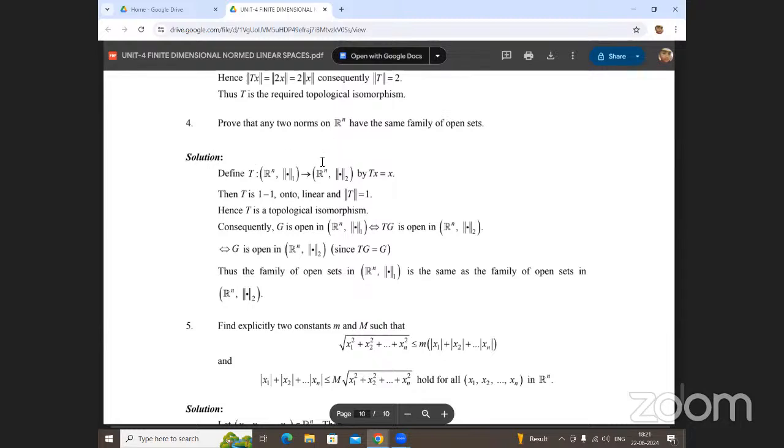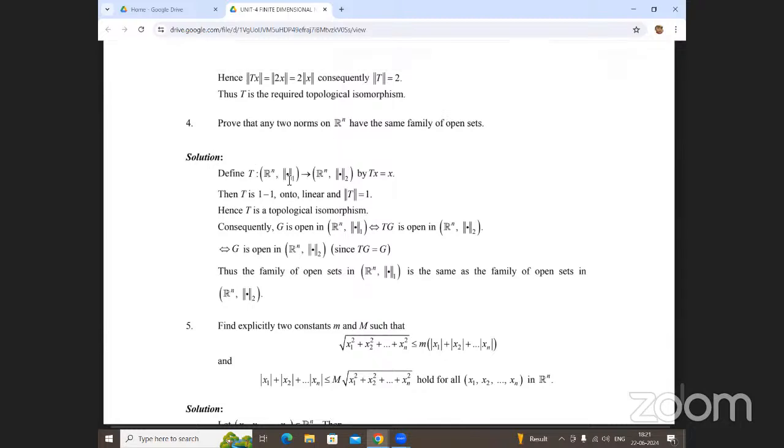Okay. Any two norms means one norm is R power n under norm 1, and again R power n under norm 2, the second norm. So the connecting map is capital T. So that is also the same family of open sets defined by Tx equal to x. This is the identity transformation. So T is from norm 1 to norm 2. Then the norm of T equals 1, because here T is a topological isomorphism. When it is linear, the norm of T equals 1. That is the unit norm.